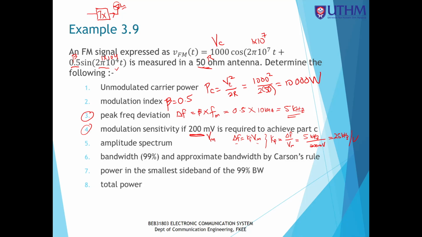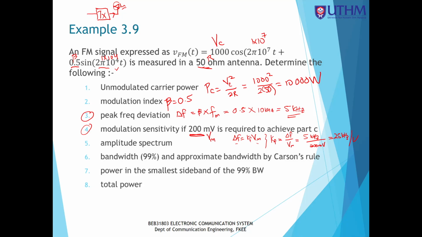Draw the amplitude spectrum. So how to draw the amplitude spectrum? We know that beta is equal to 0.5. If you want to draw the amplitude spectrum, we need to refer to the Bessel table so that we can get the number of spectrum lines and also the amplitudes.